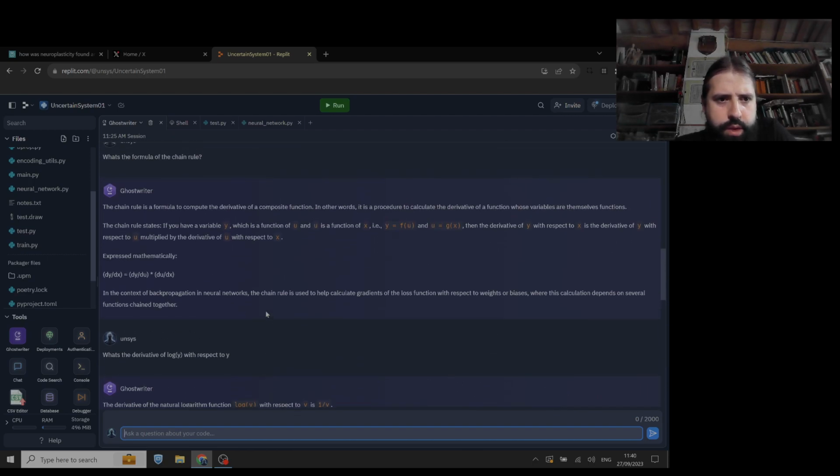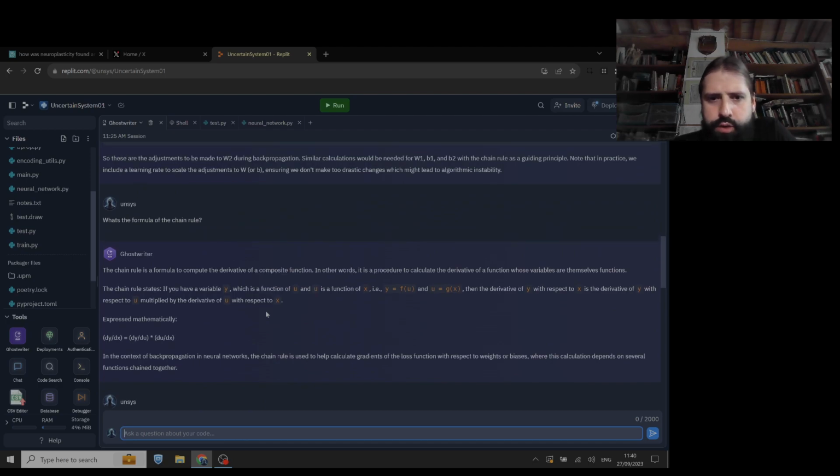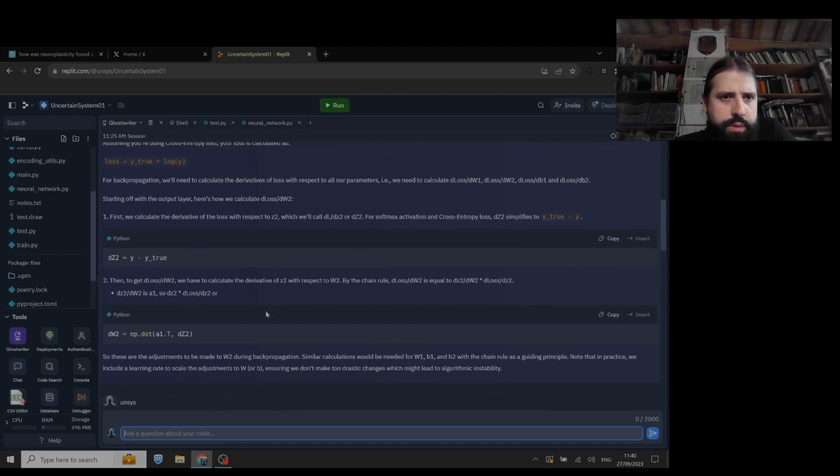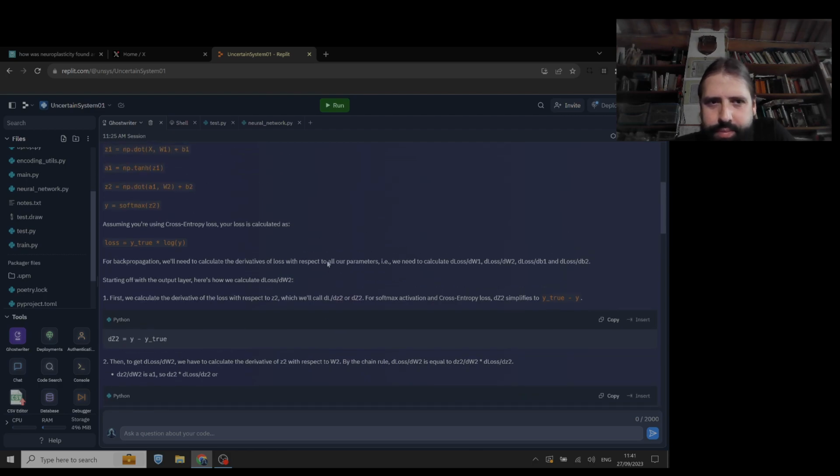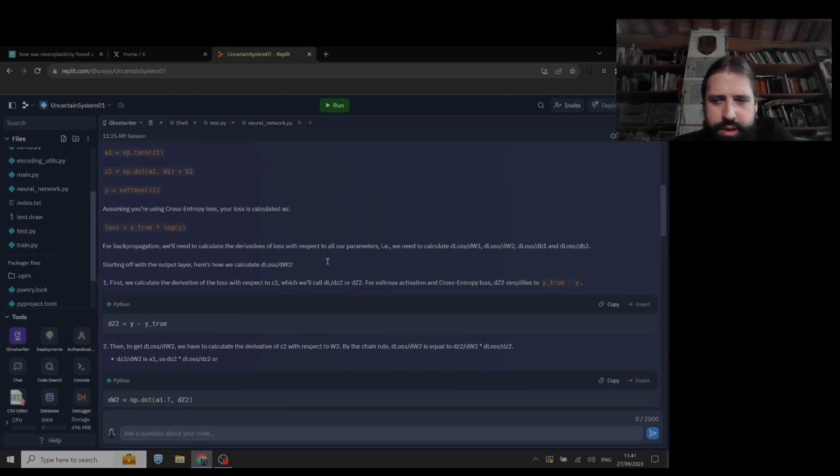Anyway, where am I trying to get to? I'm trying to get to the fact that this is still unclear. Why does this simplify to that? But okay, with softmax and cross entropy.